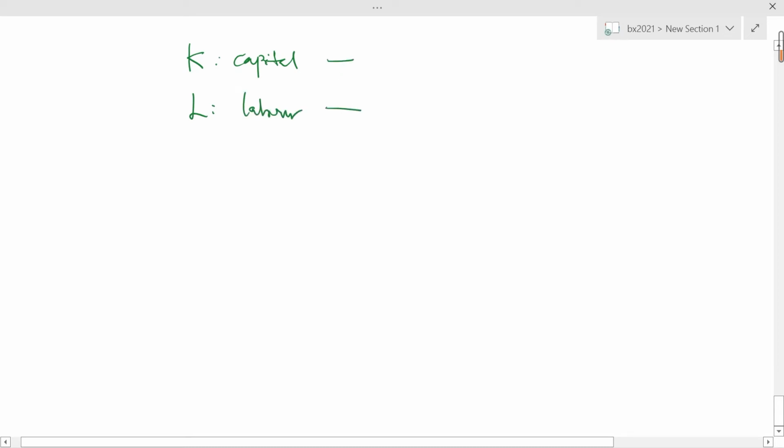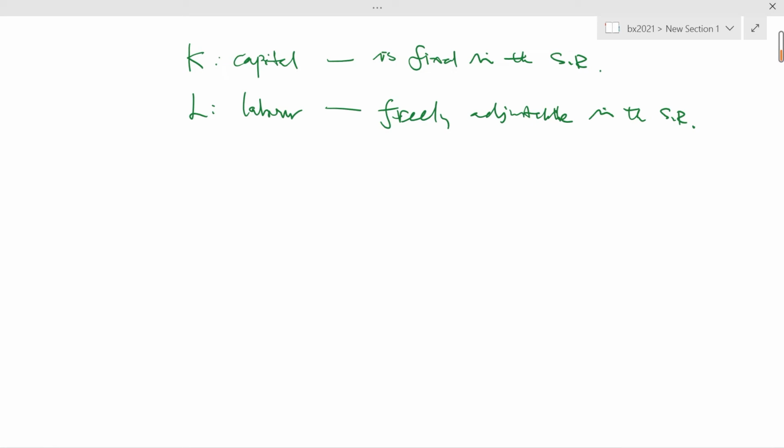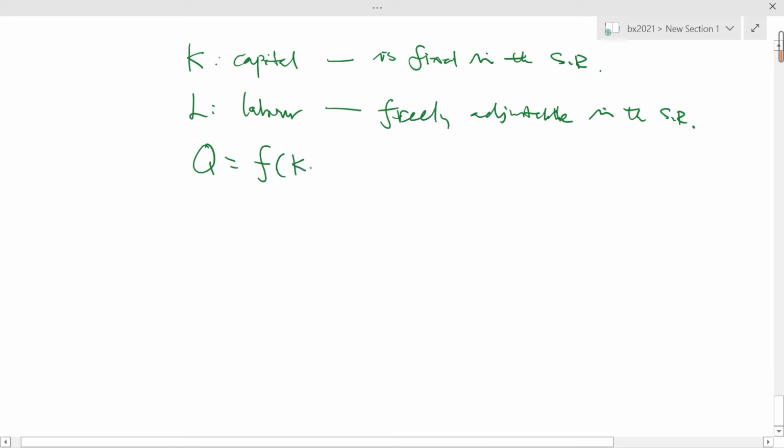The difference between them is that in the short run, capital is fixed. In contrast, labor is freely adjustable in the short run. In the long run, both of them are adjustable. So we have the production function: Q, the output, is a function of capital and labor.